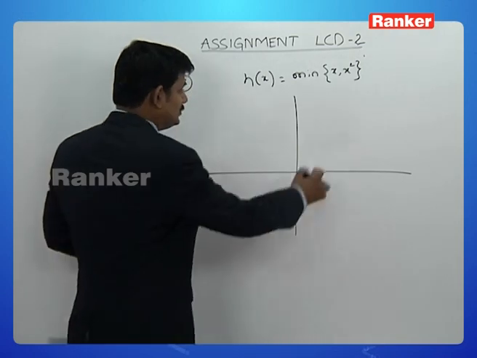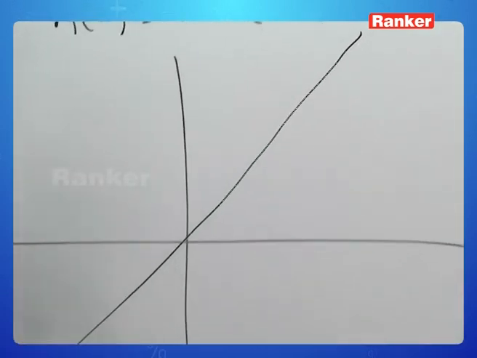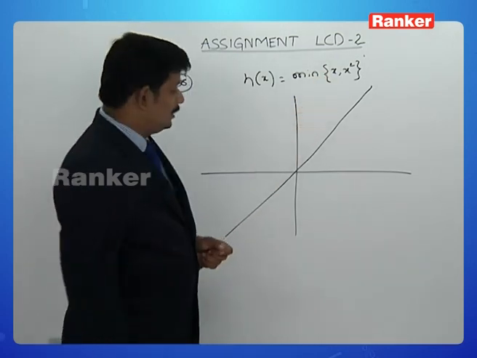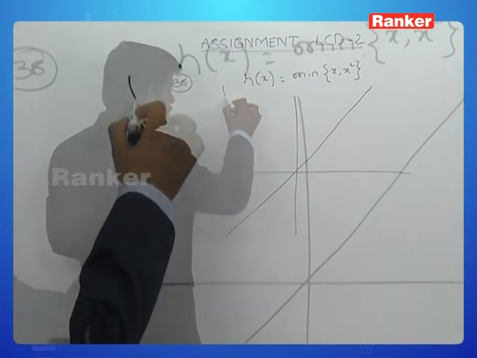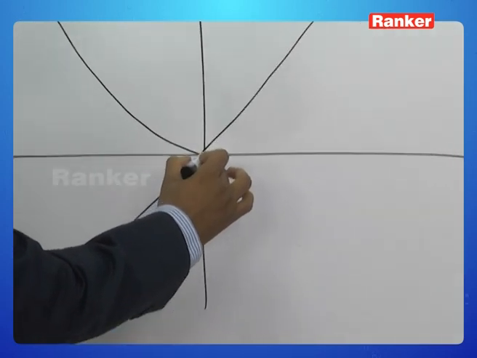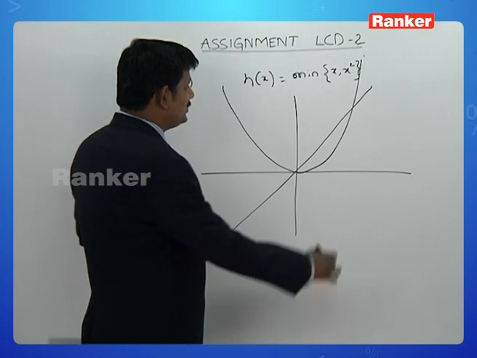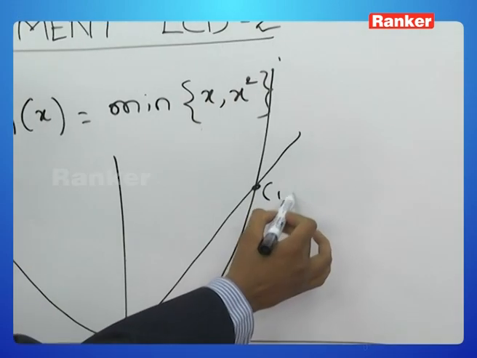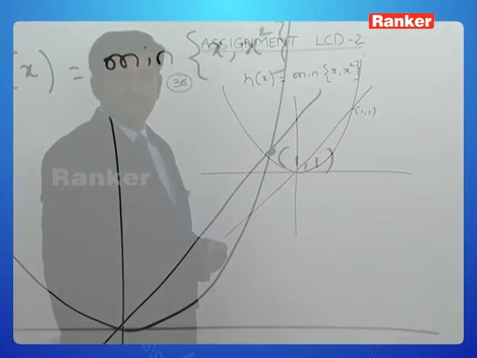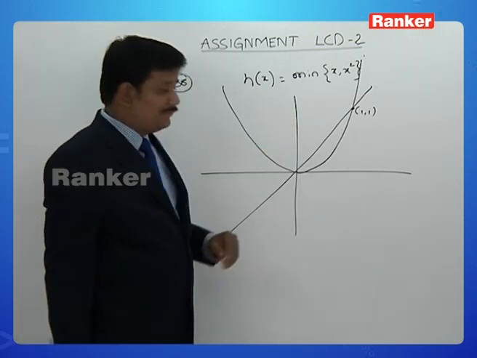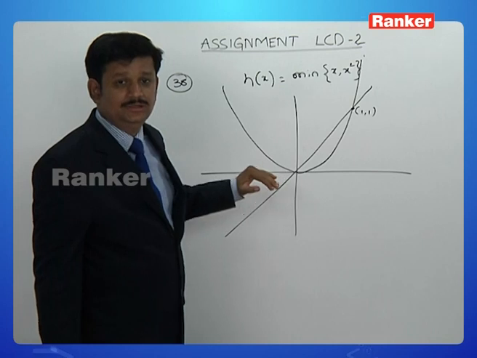So, draw the graph of x. It is a straight line passing through origin and having slope 1. x square is quadratic, parabolic in nature, with vertex at origin. x and x square intersect each other at the point 1 comma 1. Now we have to see which one is minimum among the two. The one which is below will be minimum among the two.